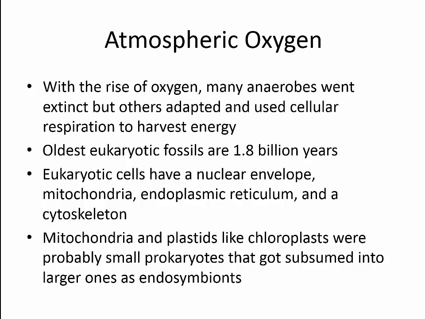With the rise of oxygen, many anaerobes went extinct, but others adapted and used cellular respiration to harvest energy. The oldest eukaryotic fossils are 1.8 billion years old. Eukaryotic cells have a nuclear envelope, mitochondria, endoplasmic reticulum, and a cytoskeleton. Mitochondria and plastids, like chloroplasts, were probably small prokaryotes that got subsumed into larger ones as endosymbionts.